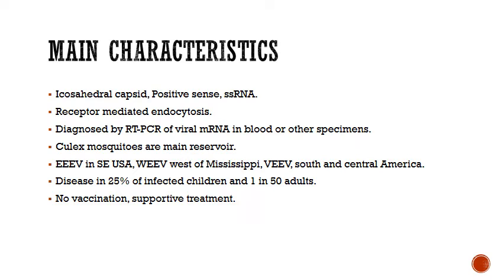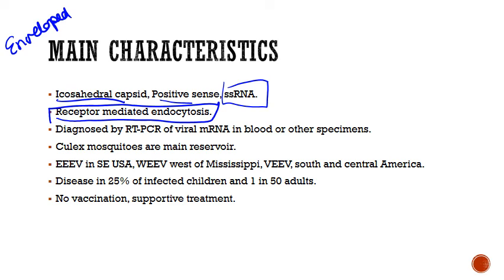Okay, so I said it before, even though it's not on this slide, but I'll write it out. These are enveloped viruses. They are icosahedral in their capsid shape, and they have a positive sense single-stranded RNA genome. They enter cells using receptor-mediated endocytosis, like a lot of enveloped viruses. The Western equine encephalitis virus is actually a little interesting. It's actually a combination. It's like the brainchild of two other alpha viruses.